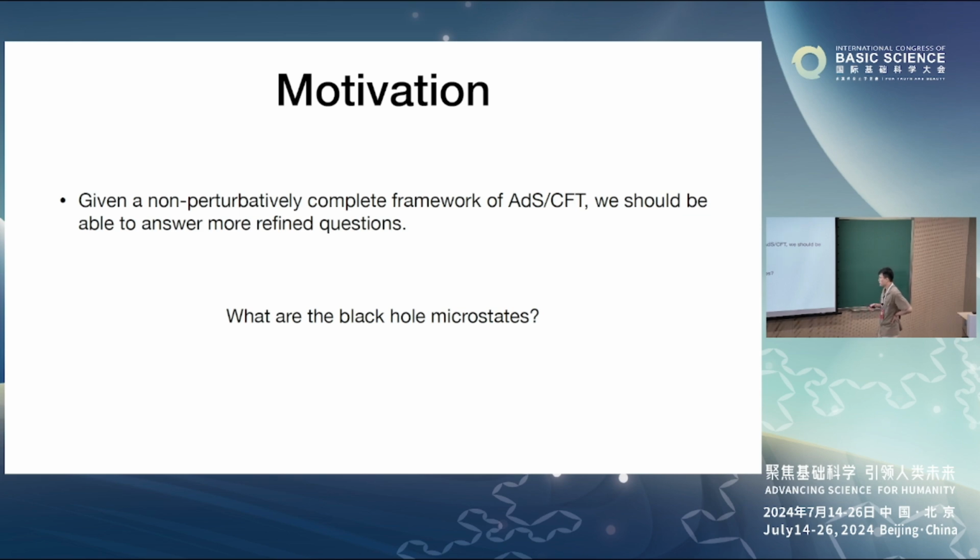We know that AdS/CFT is a non-perturbatively complete framework of quantum gravity. So given this very powerful framework, we should be able to answer more refined questions, not just counting the number of states. And one question I would like to propose is: what are the black hole microstates? We do not just want to know the number of them, we want to know more about what they are.